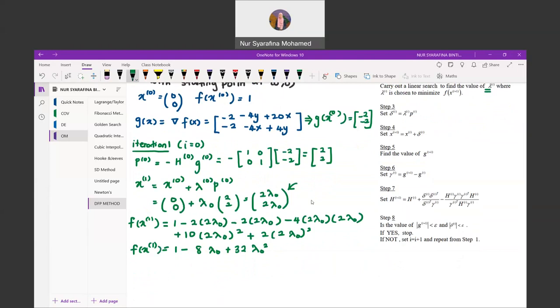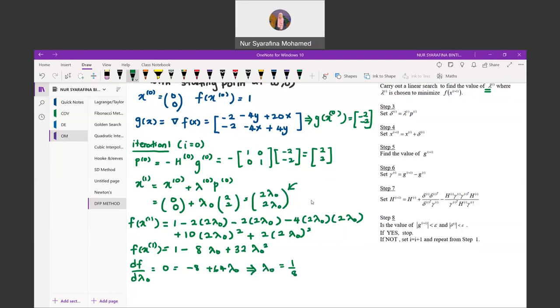So from here you have your F. Then same process with the previous procedures that we have done. So we now differentiate the F here with respect to lambda naught, and set this equal to 0. So that will give you here minus 8 plus 64 lambda naught. So solving this will give you lambda naught equals to 1 over 8.